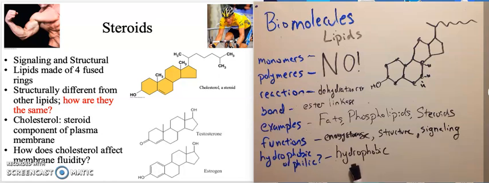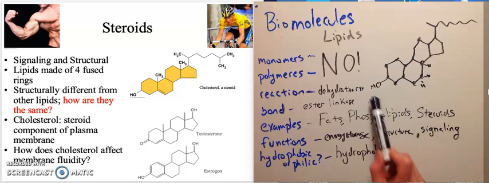One of the major unifying characteristics for lipids is that they're hydrophobic. They don't mix well with water. So you don't have to be able to draw a cholesterol molecule, but you do need to be able to recognize cholesterol or a phospholipid or a triglyceride and know that those are lipids.